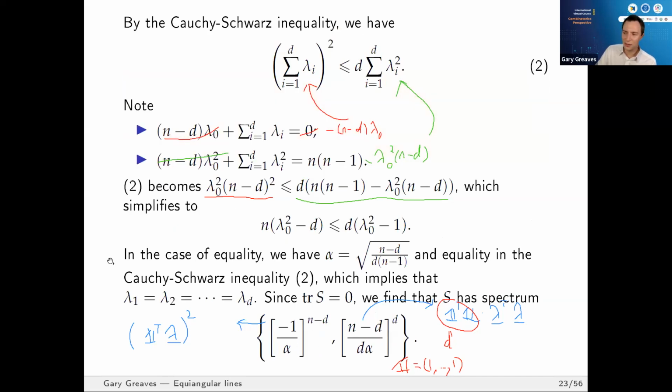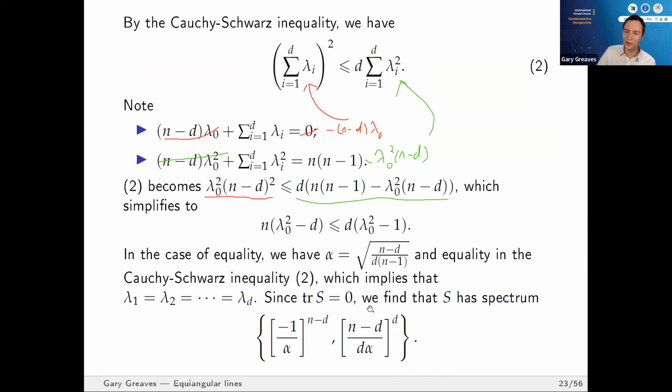So I should probably clear some of this stuff. Okay, so for the case of equality, we end up with equality in Cauchy-Schwarz, and that tells us that all of these lambda i should be equal to each other. So we see that lambda 1 equals lambda 2 all the way up to lambda d. This is just a consequence of equality in Cauchy-Schwarz.